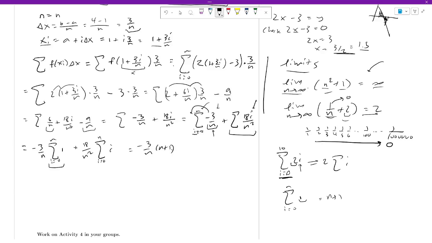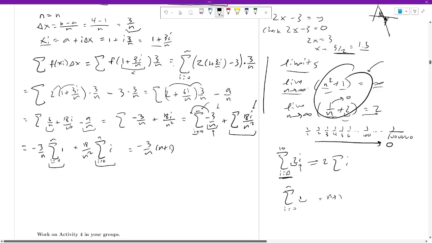Which is pretty cool, because the sum symbol's gone. This looks like the kind of thing, like over here, that I could maybe think about taking a limit of as n goes to infinity. Okay, so let's think about the second term now. Here, we basically have to deal with this part.